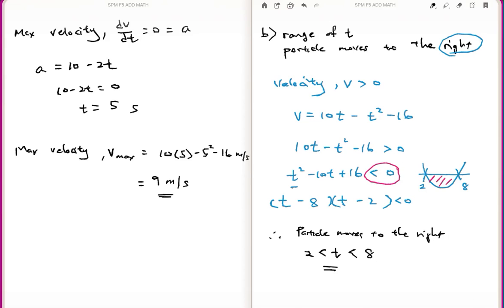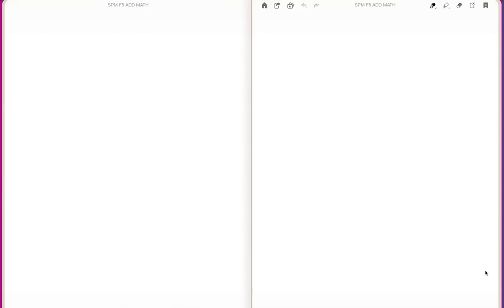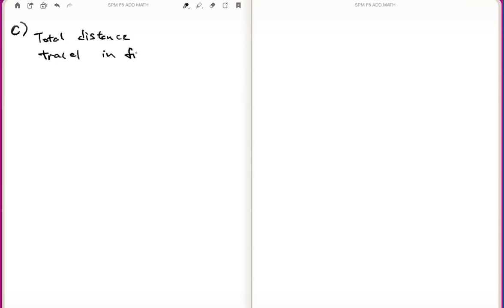Part B. Then we come to part C. The total distance. Now they ask for the total distance traveled by the particle in the first 6 seconds.